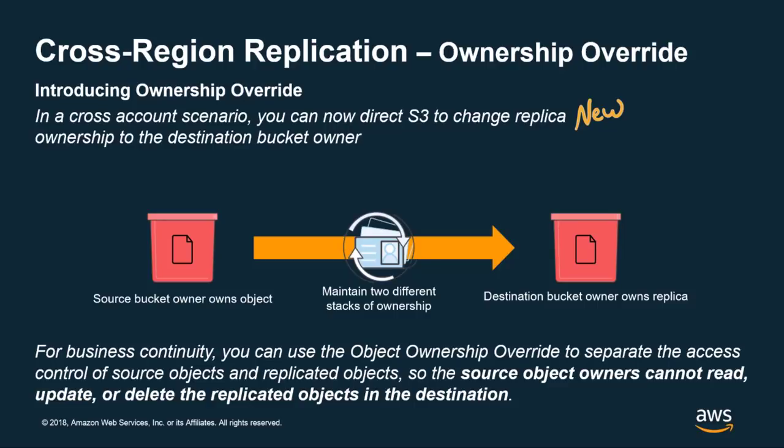And so really, this essentially gives you business continuity where you can use object ownership override to separate the access control between source objects and replicated objects, so that the source object owners can't read, update, or delete replicated objects. So, this is a great protection against real-world security events that we've seen.